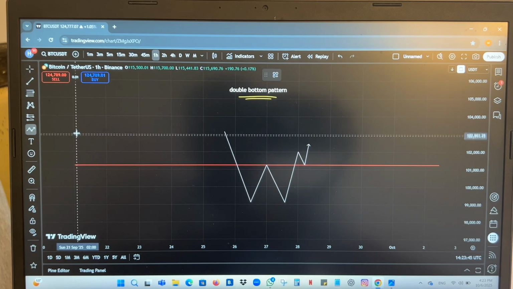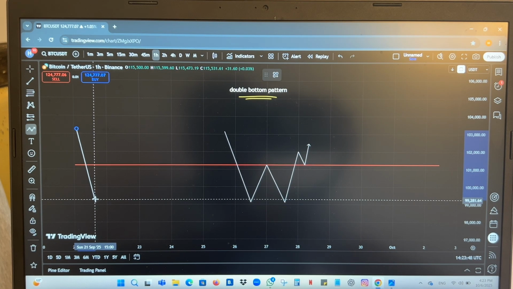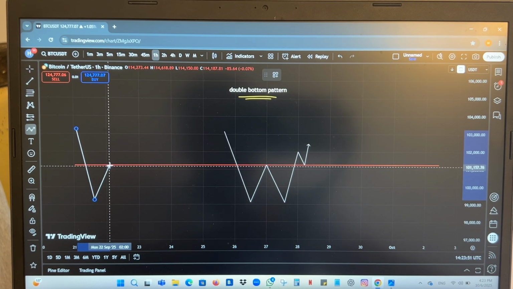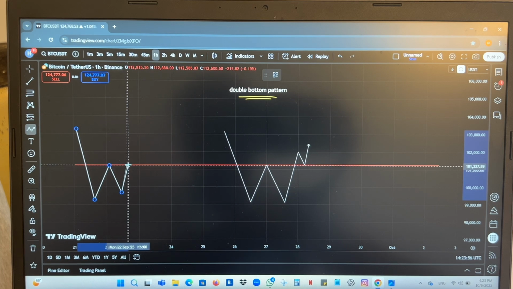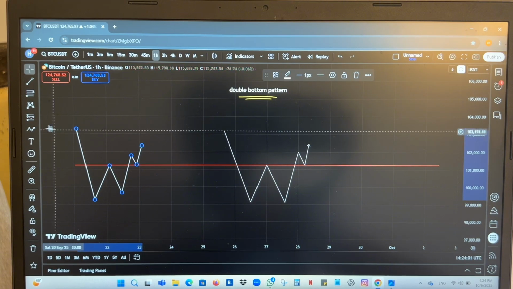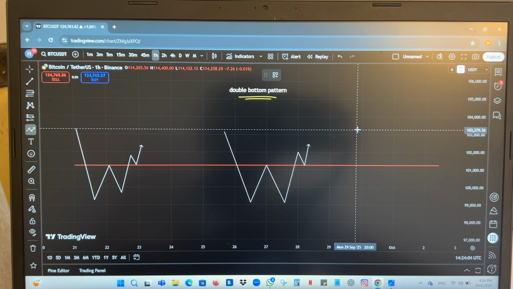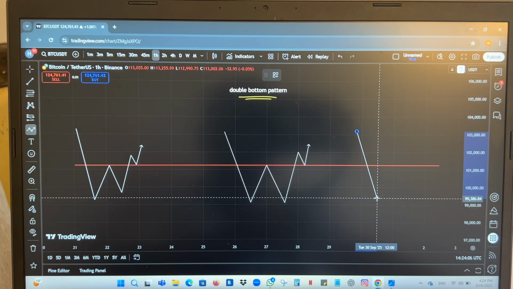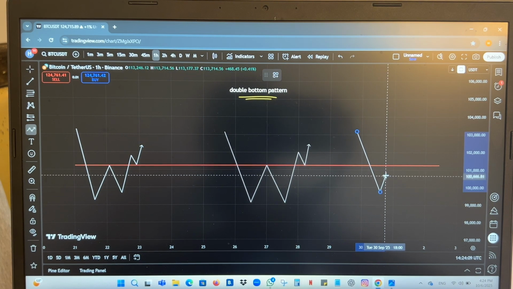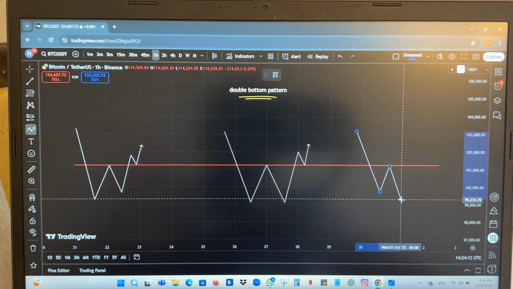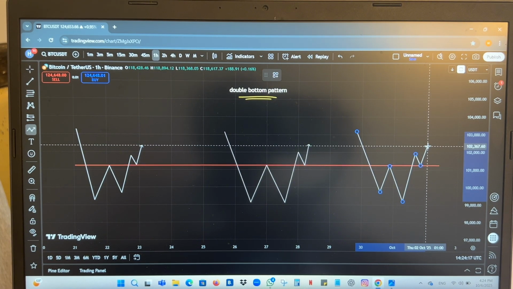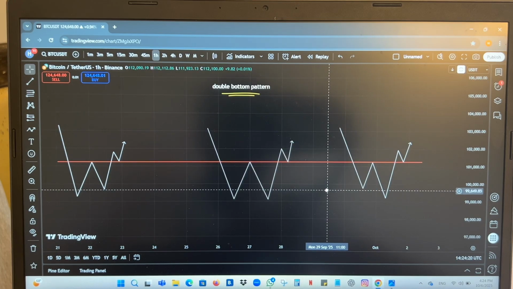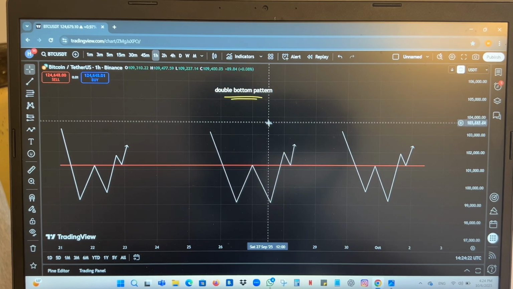Let me show you the second scenario. Like I said, initially in a downtrend, the first low is lower than the second low, breaks the neckline, does its retest, and goes up. And then the last scenario, the first low is going to be higher than the second low, then it goes up. So these are the three scenarios, three types of bottom patterns.